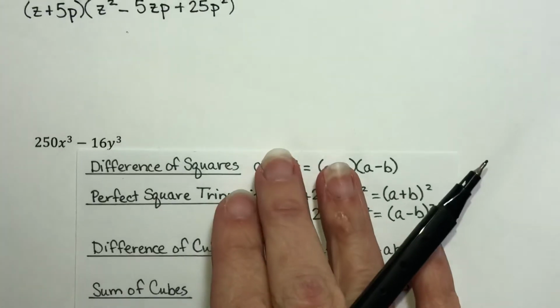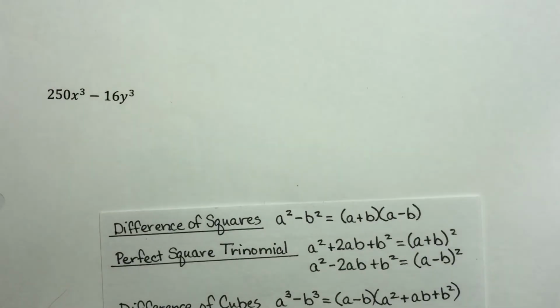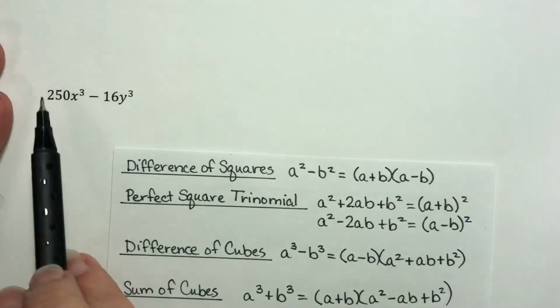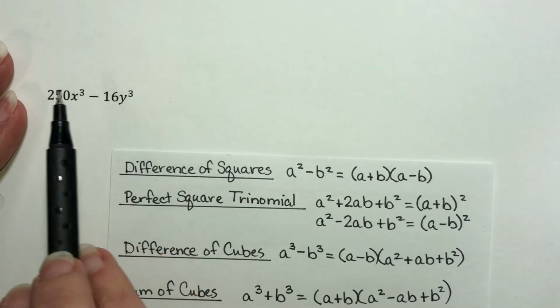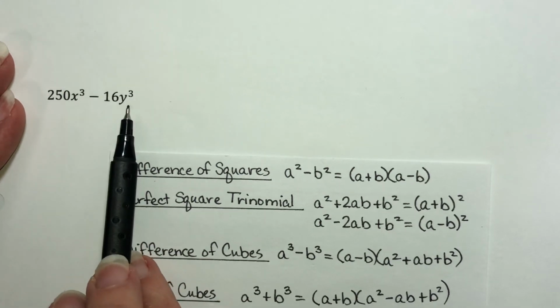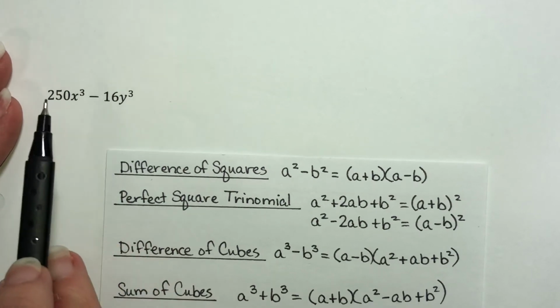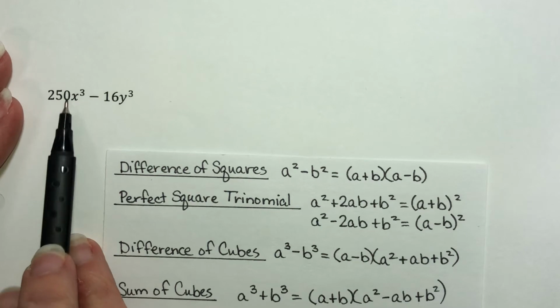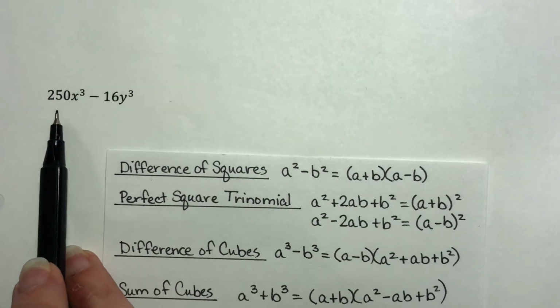Okay, so let's try 250x cubed minus 16y cubed. I see that I have a minus sign and I see cubes here and here, but 16 is not a perfect cube. It is a perfect square, and 250 is not a perfect cube, nor is it a perfect square. So if I start looking ahead too far, I get confused.